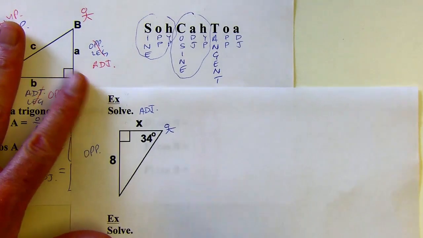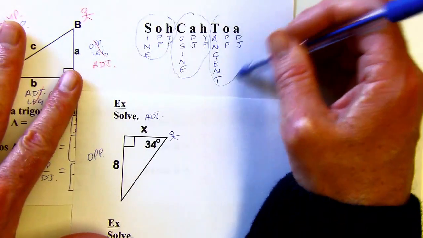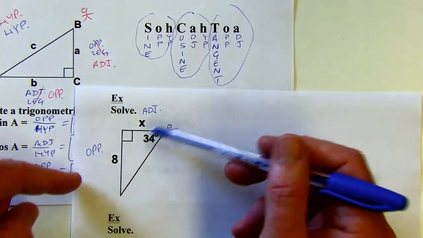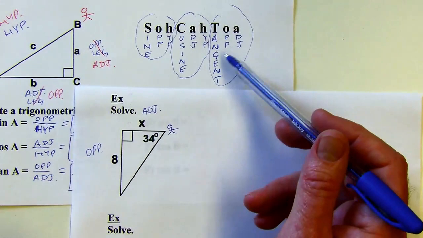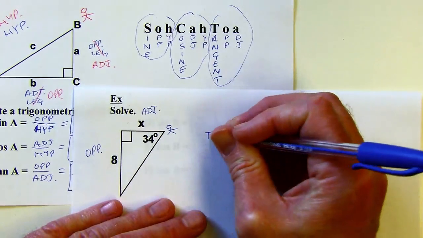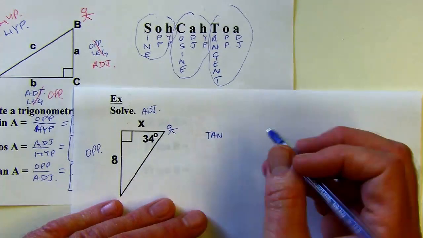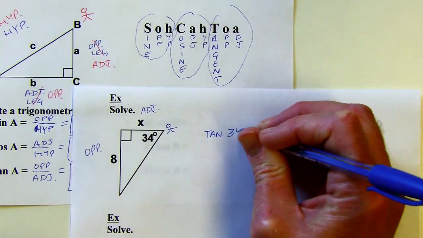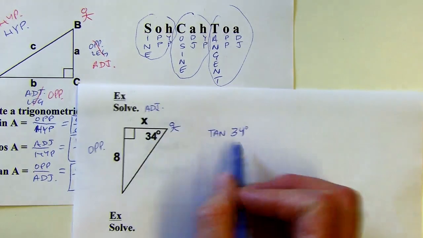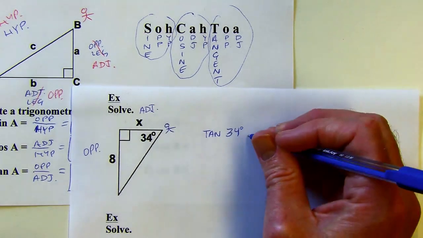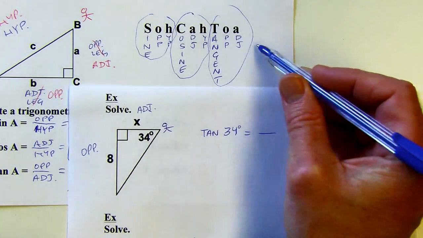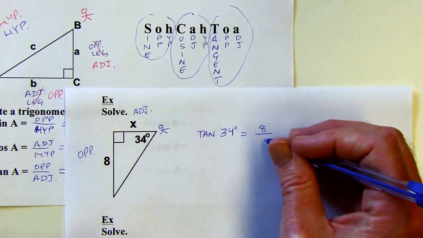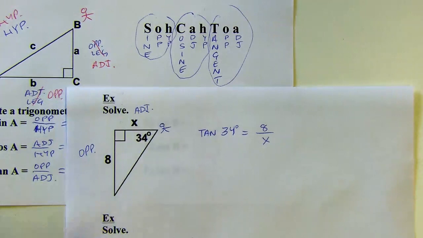Now I want to think, okay, I'm going to use one of these three parts, and I want to look for the part that uses opposite and adjacent. That would be tangent, right? So I can write a tangent ratio. So I'll write TAN for tangent. I want to say where I am. I'm at the 34-degree angle. I don't know the name of the angle, but even better than that, I know what the measure is. So I'm at the 34-degree angle. And opposite over adjacent, so opposite would be 8. That's going to go in the numerator. X is adjacent, so that goes down here, okay?